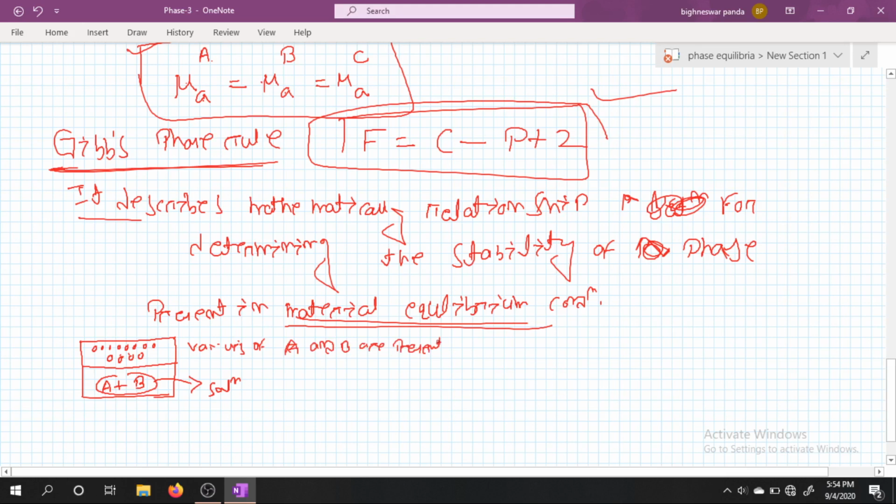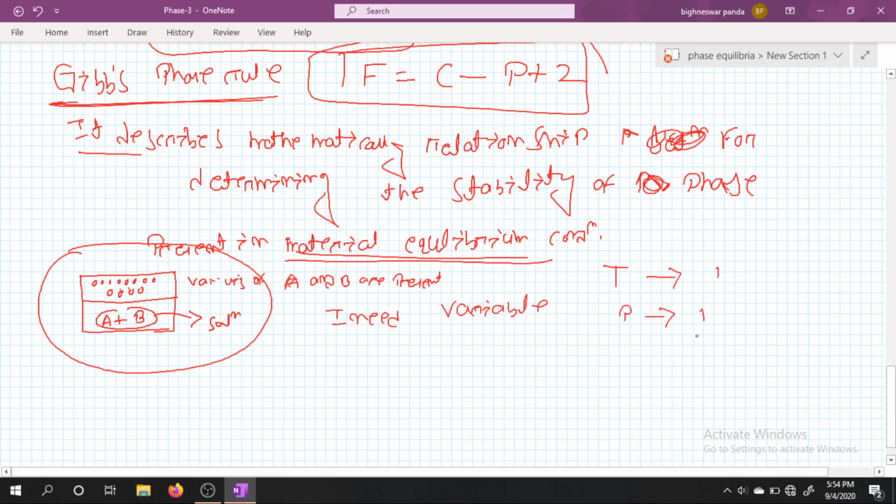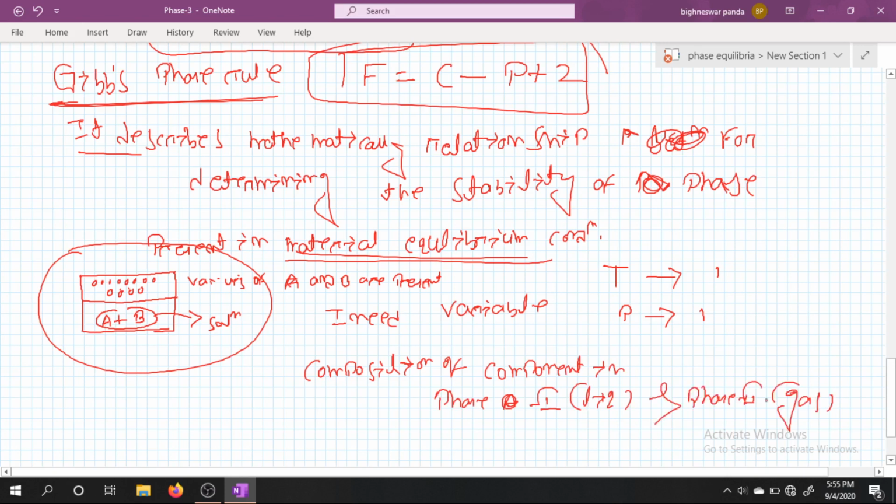In order to define this system, I need variables: temperature is one variable, pressure is another variable, and another variable is the composition of a component in phase 1, that is liquid, and phase 2, that is gas.